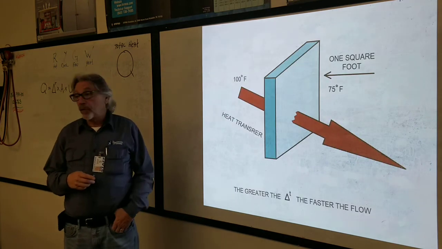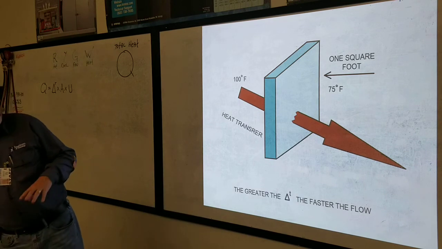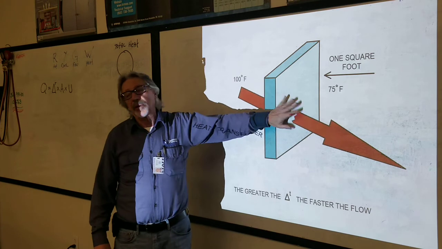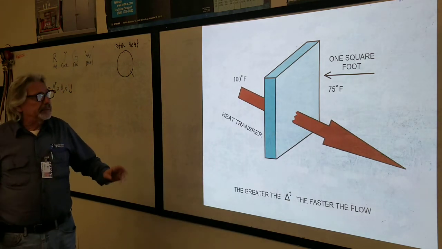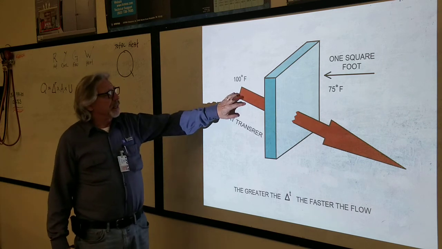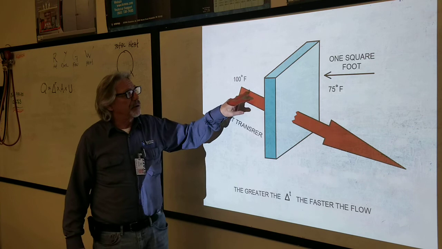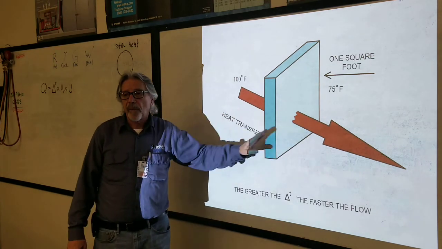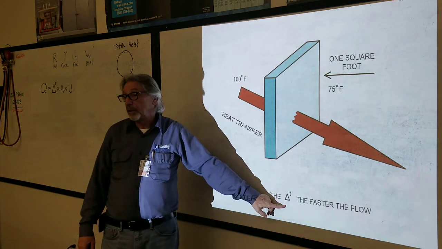Okay, got that so far? So when we look at a building, and we take the walls, everything's going to be figured according to square footage. So you've got heat transfer here, 100 degrees here and 75 degrees here. See that? What's the difference? 25 degrees. That is the delta T.